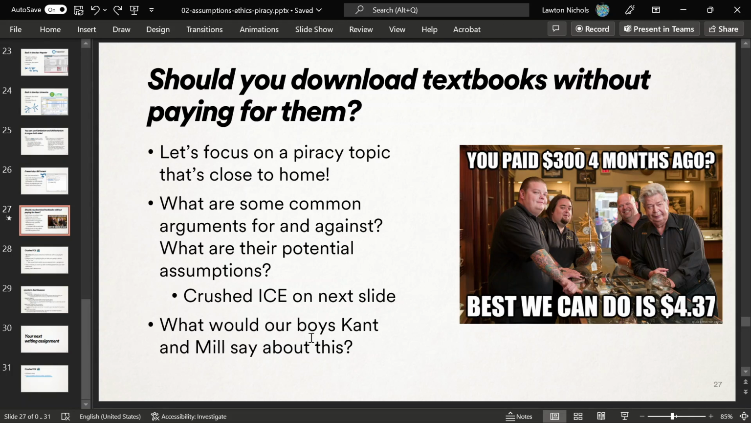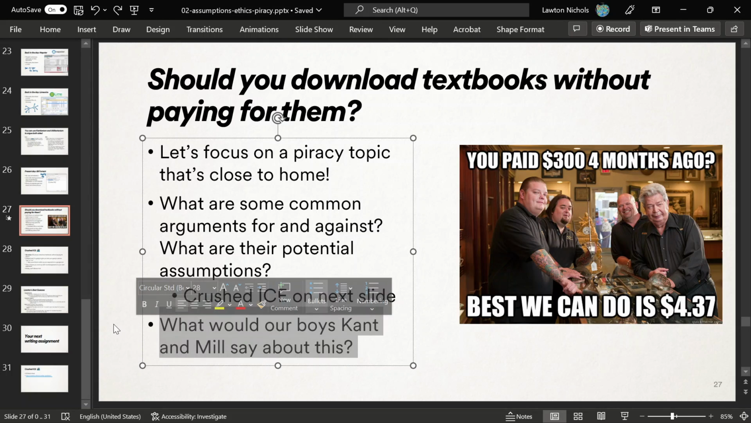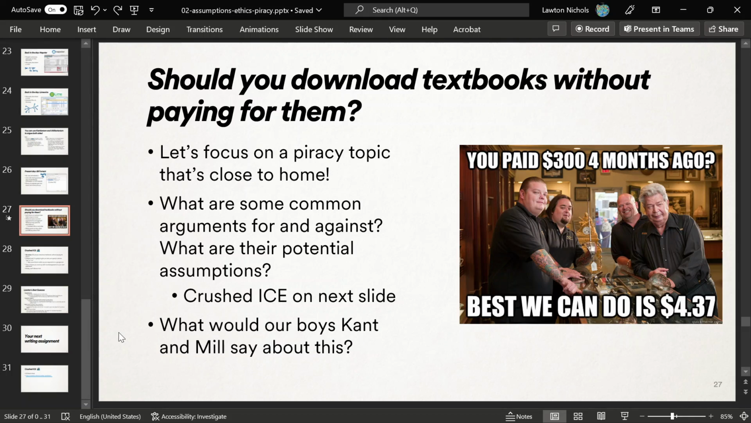Okay, so I'm going to give you a question about this on the next slide. And something that would be very, very helpful for you as you come up with your arguments is, what would our boys say about this? What would Kant say? What would he be asking? What would he be concluding? What would Mill say? What would he be concluding? Okay, so here is my question for you.